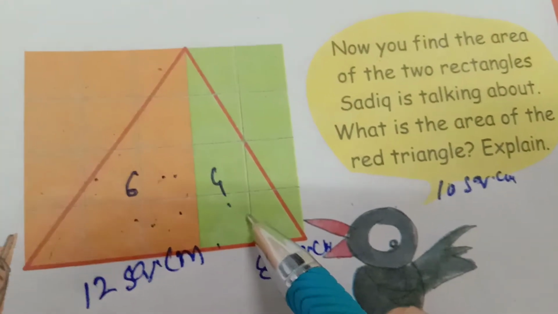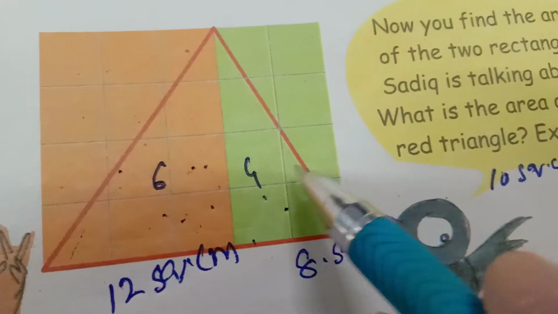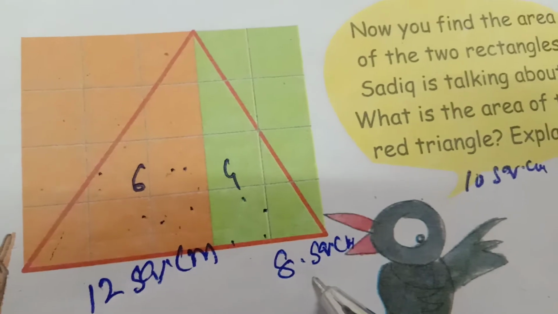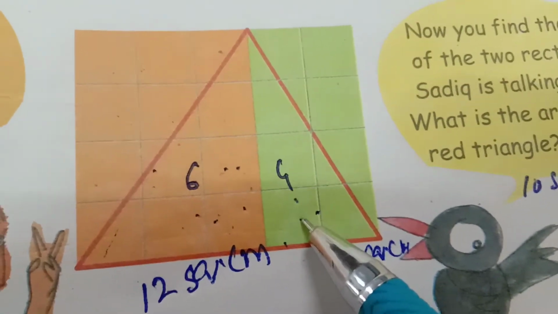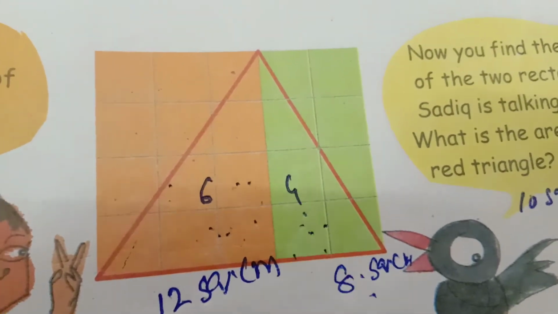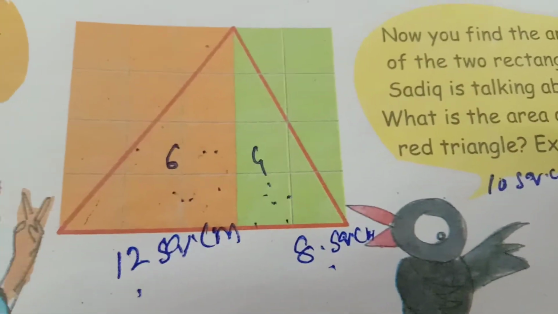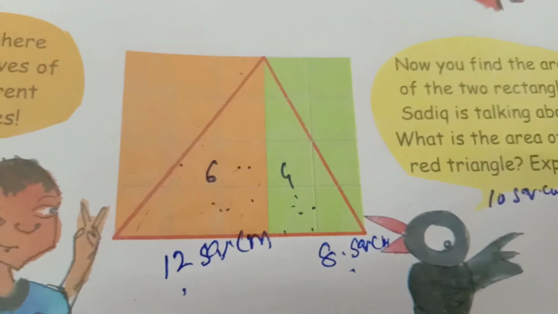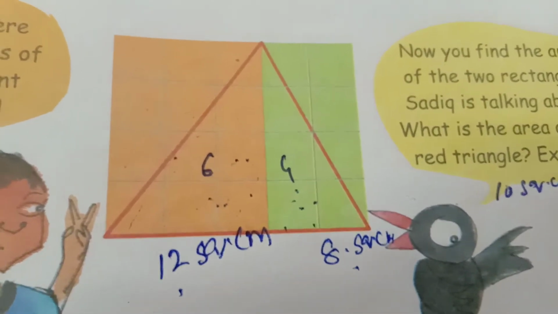Now in the green also we have half, it is there in the red triangle. The area of this green rectangle is 8 square centimeters. Therefore, the area of this green portion will be 4 square centimeters. Now together it is 6 plus 4, 10. 10 square centimeters is the area of the red rectangle. The area of this rectangle is 10 square centimeters, which is again half of the rectangle.